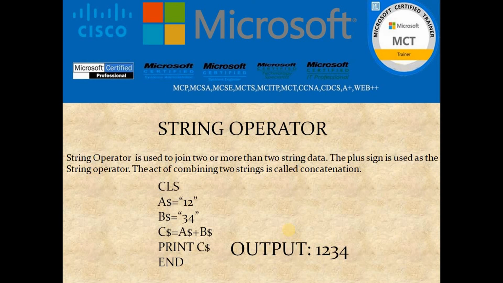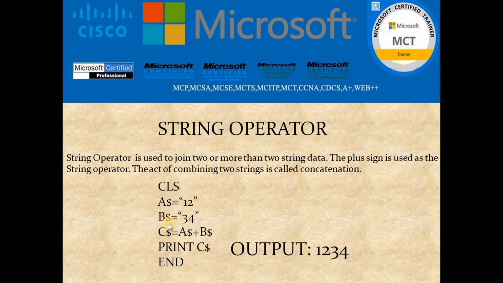The act of combining two strings has another term, concatenation. But you need to understand one more thing: using the string operator, a string value will never participate in a mathematical operation. Don't forget that. For example, if you see over here, $A is equal to 12. We understand 12 is a number, but the variable assigned over here is a string, and the value is given in between double quotes, about which I have already made my previous video.